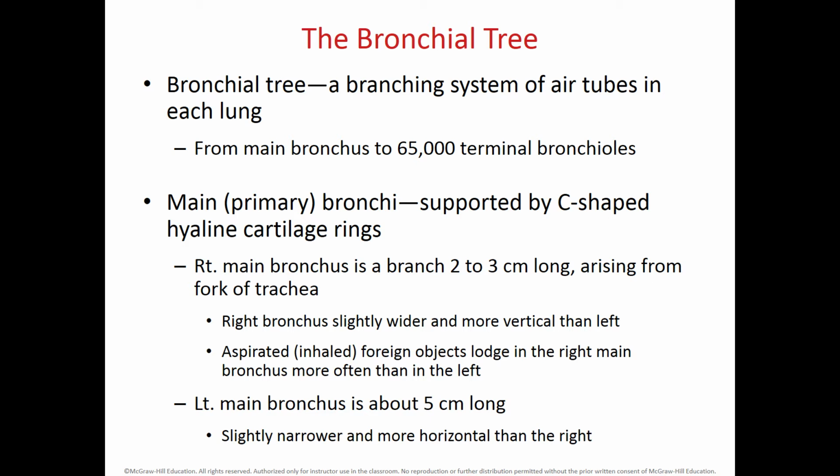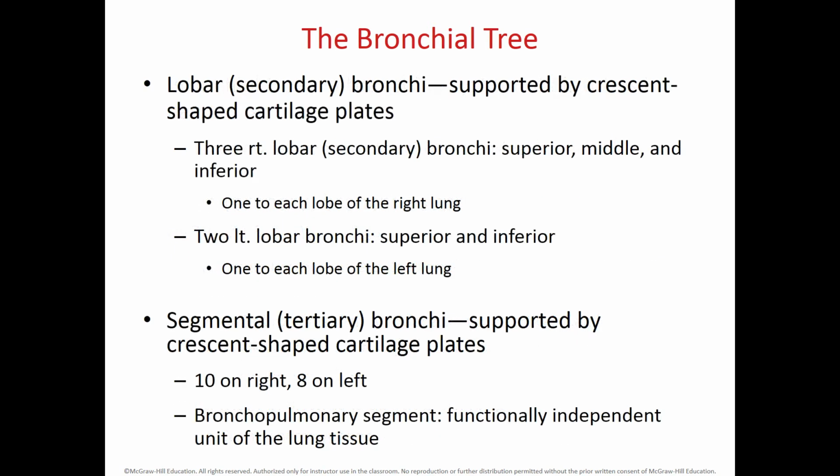Because of this, and because of its position, which is more vertical than the left, most of the foreign objects that are aspirated or inhaled will tend to go into the right main bronchus because it's shorter, it points more vertically, and is wider. And then the left main bronchus is longer, is narrower, and it runs more horizontally than the right.